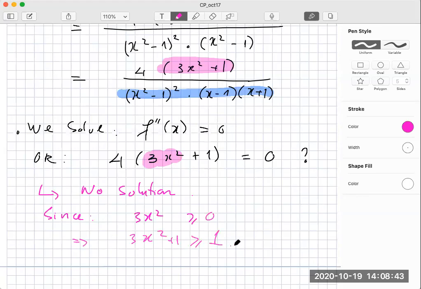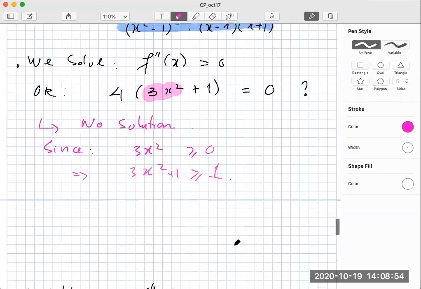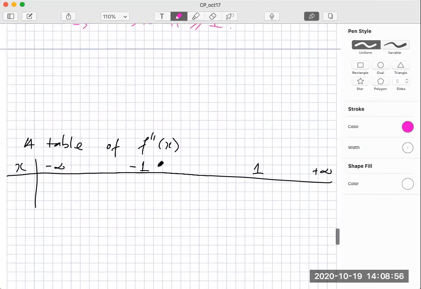Right? This is the reason. So we cannot find any solution of this second derivative. Okay, we're good. It means we need to care about these values only. Special values, right?